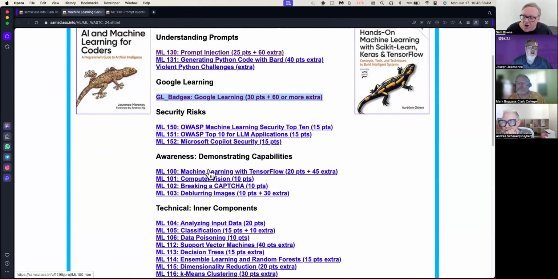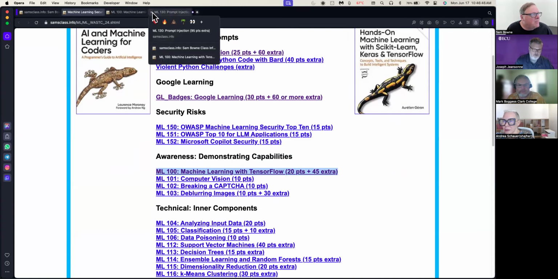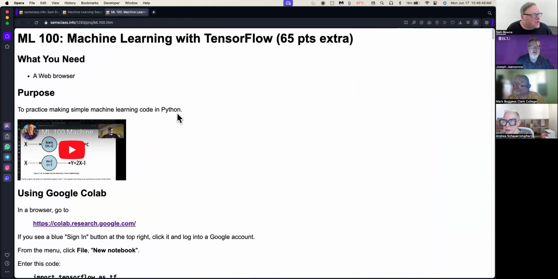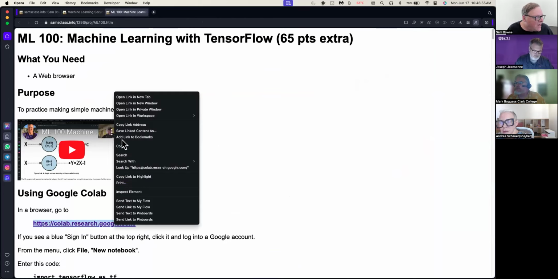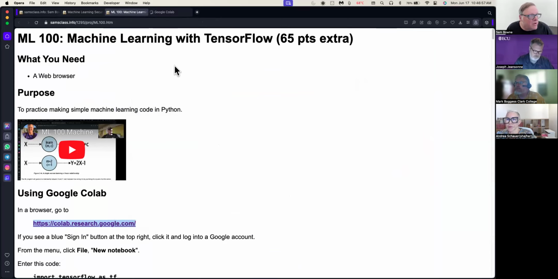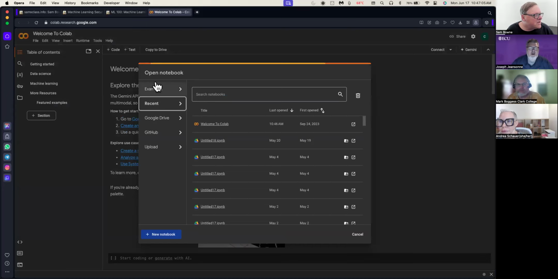So starting at ML 100, you can tell from the number, this is what I first did in machine learning. So we're going to do some real machine learning, not a large language model, but a project we make ourselves in Python. And for this, I'm using Google Colab. You can use any Python environment you want, but Google Colab is the free online one Google provides. And I really like it because every student has access to it. They don't need any special hardware. As long as you have a web browser, you've got this environment.